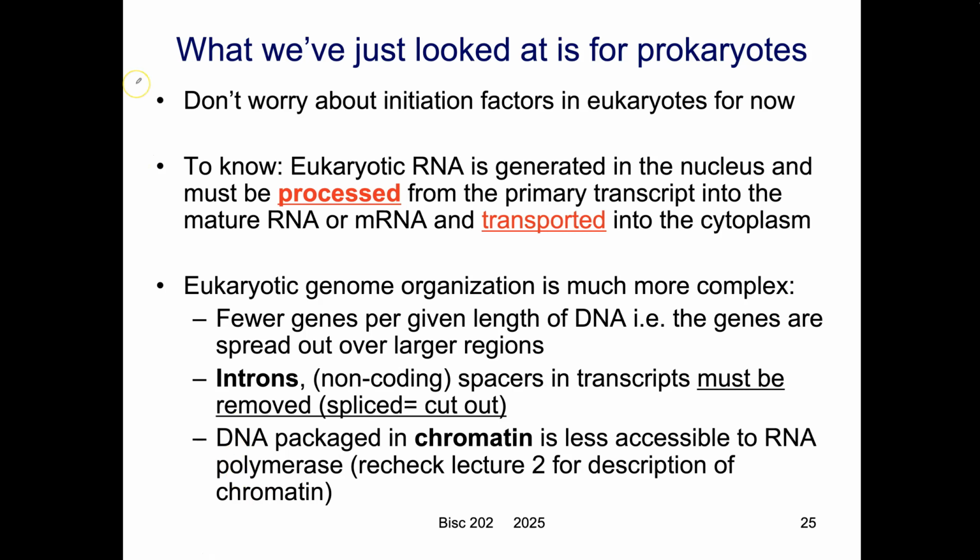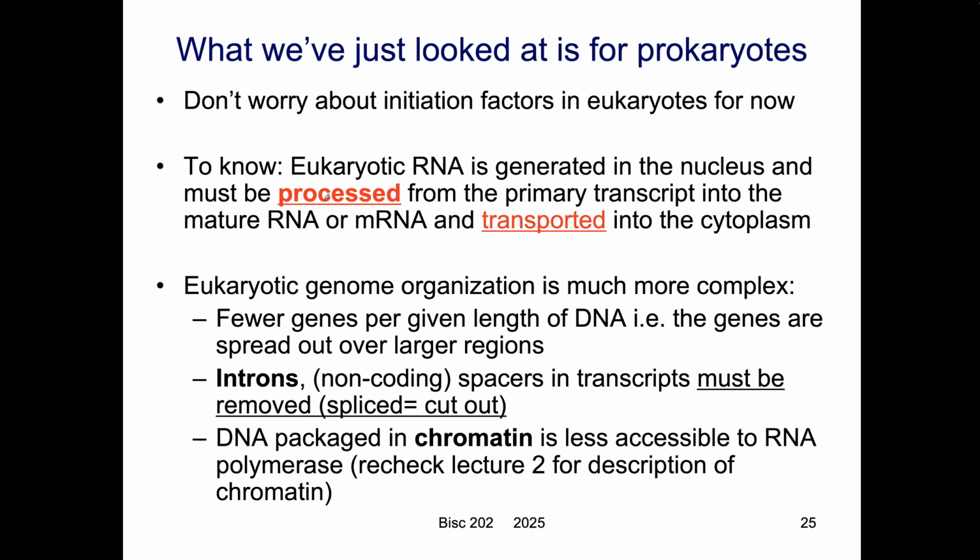Okay. So that's the initiation, the elongation, and the termination part. And as I said, we're only covering the prokaryote part of it, but at this point, what's important to know is just that, remember I said at the beginning that eukaryotic RNA is transcribed in the nucleus and has to be processed properly and then transported into the cytoplasm. And we'll talk about the processing, the different things that happen.